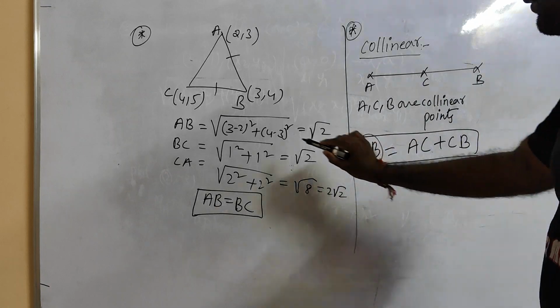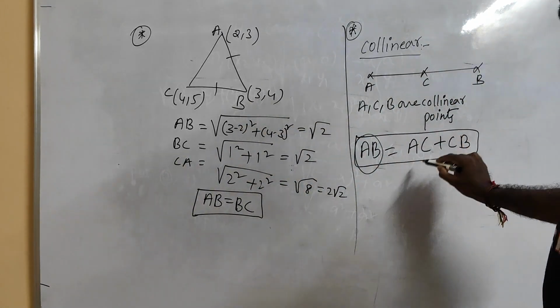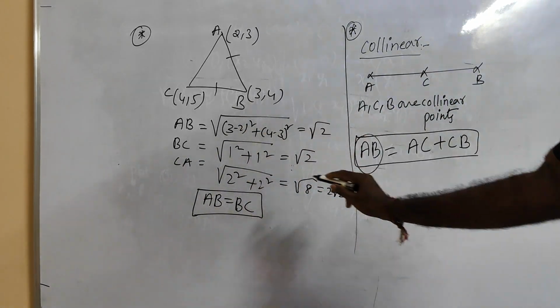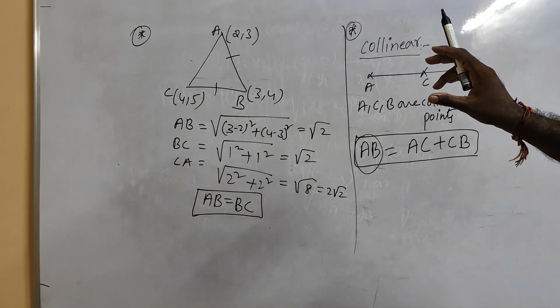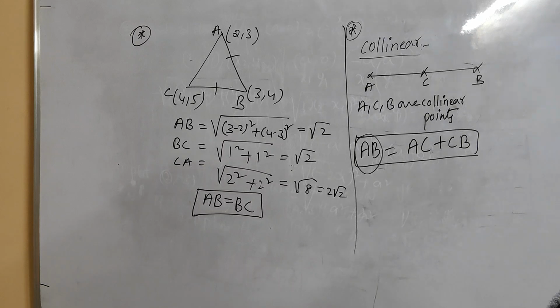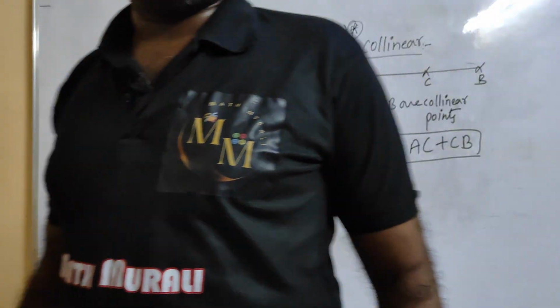This AB, how will you find it? Like this you will find. AC and CB also you will find by using the distance formula only. That is the reason why the distance formula is created, and I also told you its uses: to find the type of triangles like this and to find collinearity.